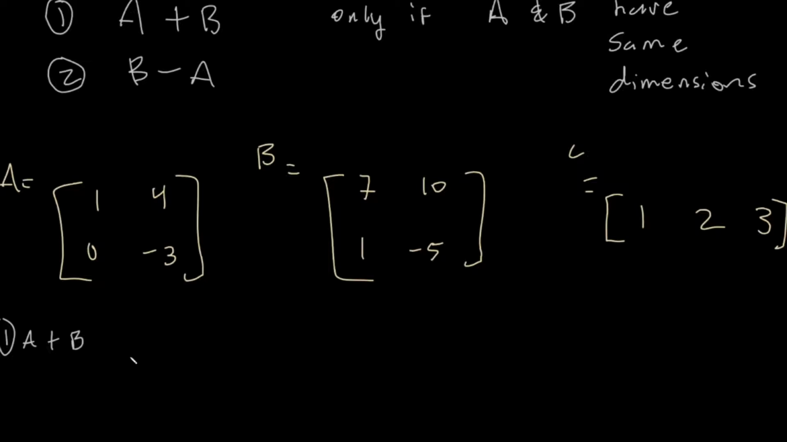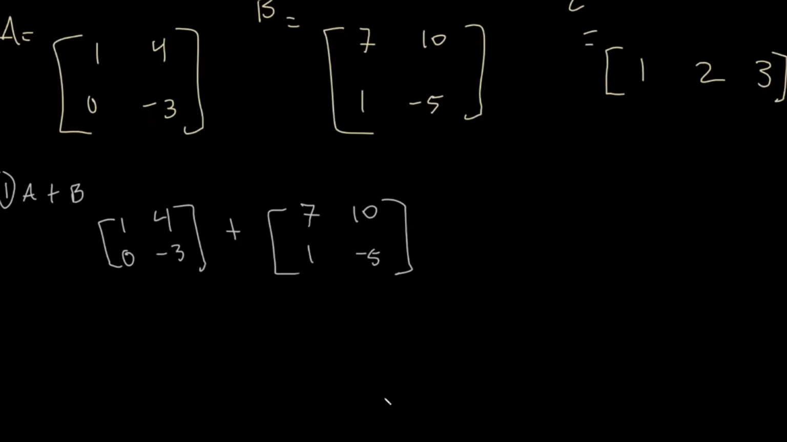I'm just going to go ahead and write them out even though they're here. So I get 1, 4, 0, negative 3 plus 7, 10, 1, negative 5. And the way you add matrices is we're going to take corresponding elements. So we started with 2 by 2s and we're going to end with a 2 by 2. The dimensions do not change. So there's going to be 4 elements. 1, 2, 3, 4.